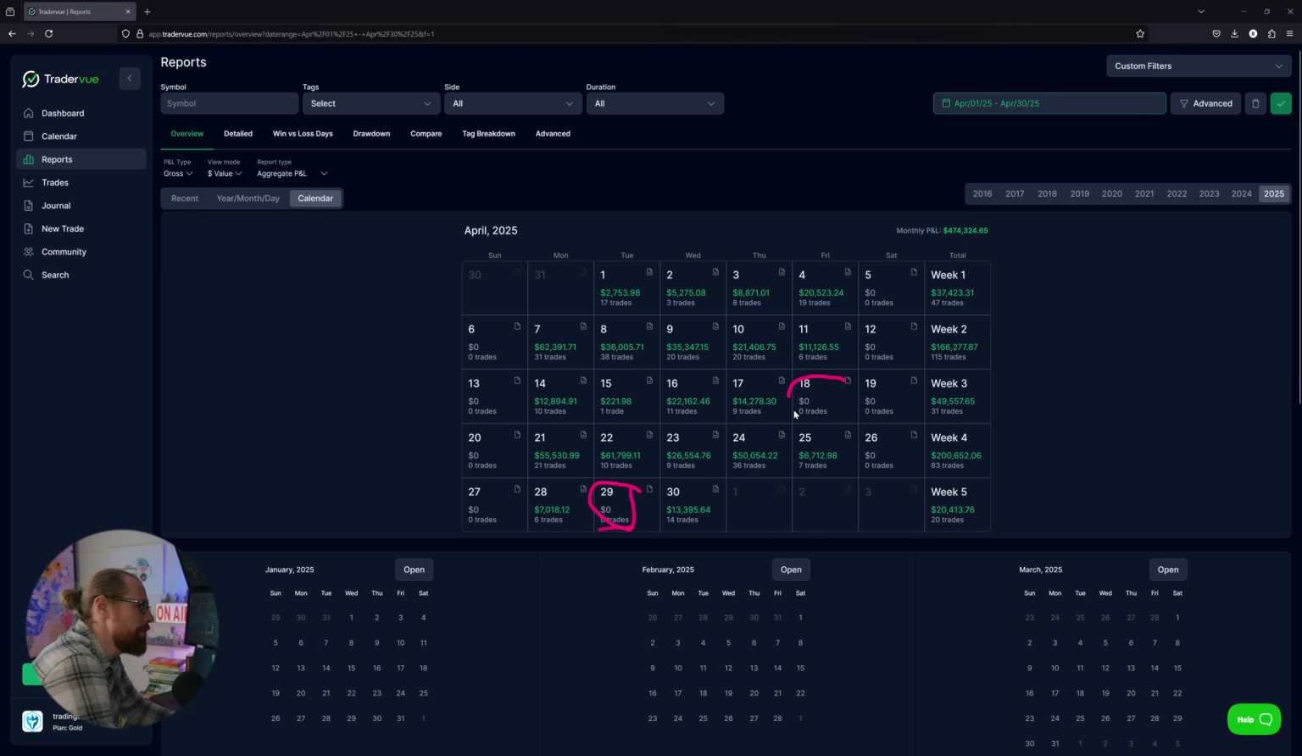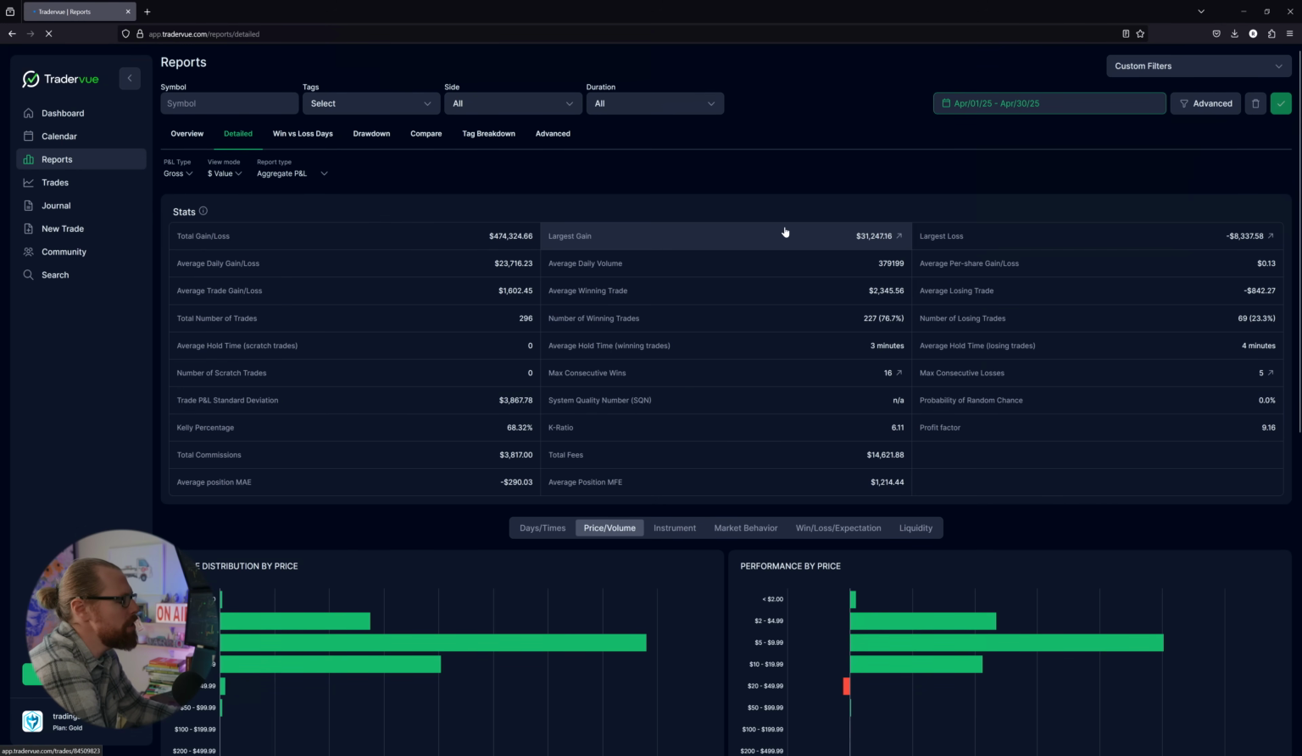And then there was a day off here. This was a market holiday. So I did miss 2 days in April. One was myself because I didn't see anything I liked, and the other was a market holiday. So then I get into the details. And this is where we really understand the composition of where this $474,000 comes from.